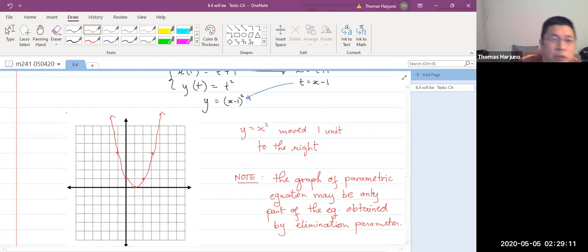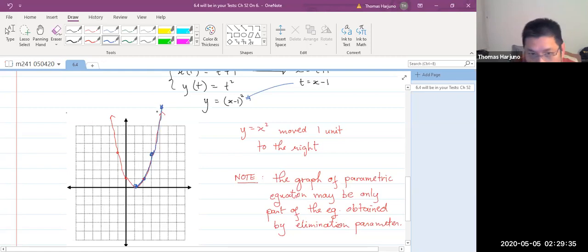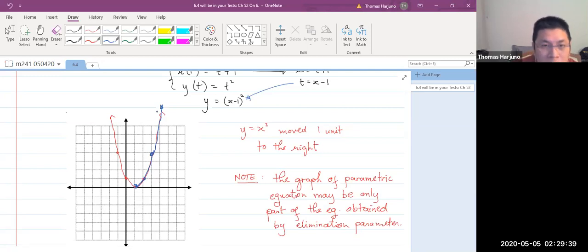Now as you can see, when we start off, when t equals 0, it's here, t equals 1 is here, t equals 2 is here, and so on and so forth. And the curve actually starts from here and goes that way. So I need to combine eliminating the parameter to get the shape, and then using the plotting to get the direction.